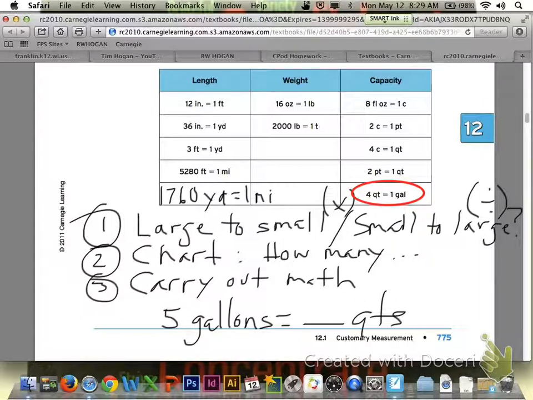Go to your chart. How many? Look at your conversions. There are 4 quarts in 1 gallon, and then all you have to worry about doing is carrying out the math. 5 times 4 is going to give you 20 quarts for your answer.